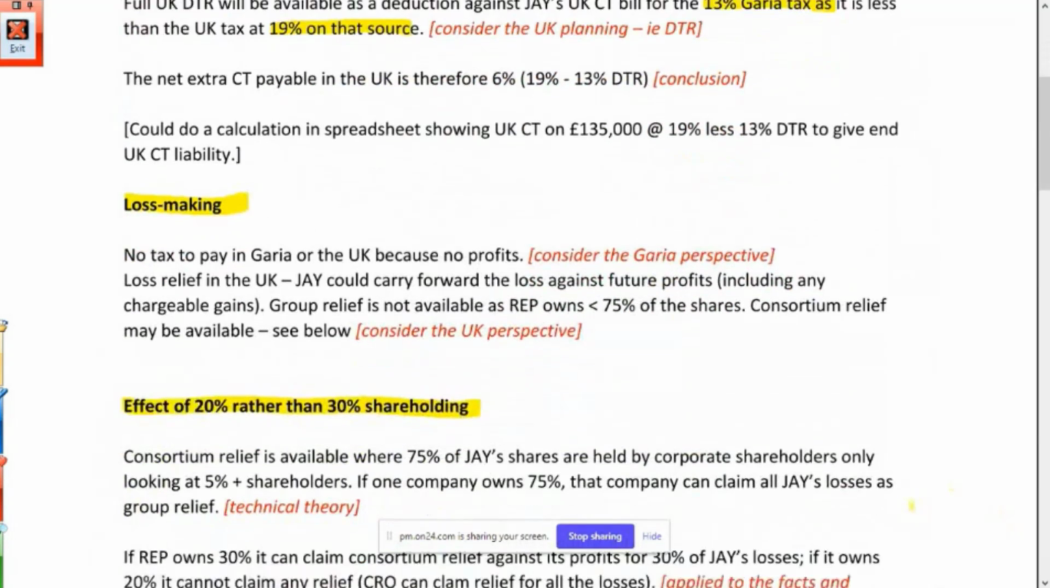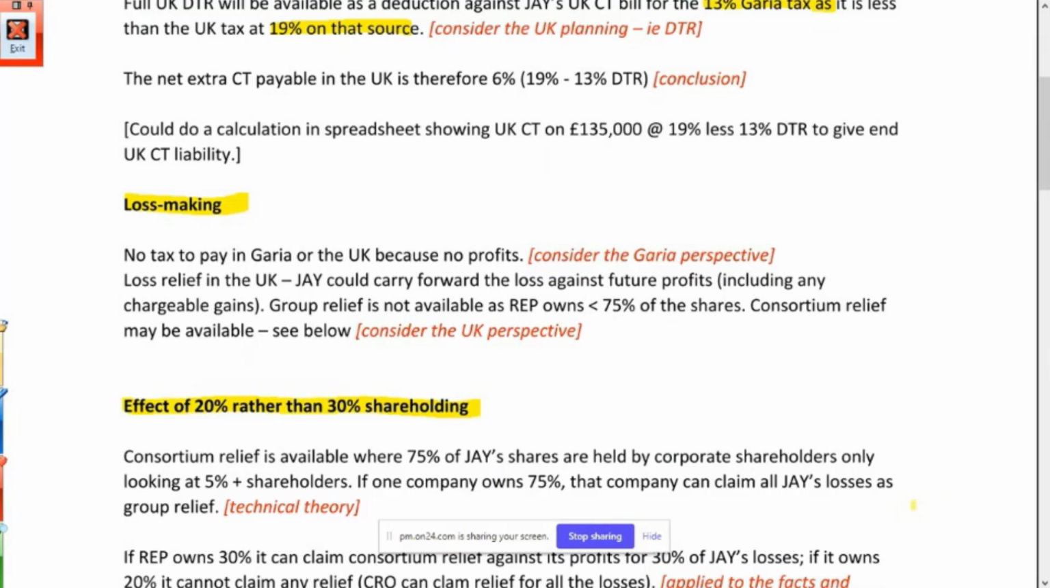So if it's UK resident and loss-making, there'll be no tax to pay in Garia or the UK, because there's no profits. Don't be afraid to say really basic stuff like that. It is correct. There's no tax to pay if you're making losses. What about loss relief in the UK?